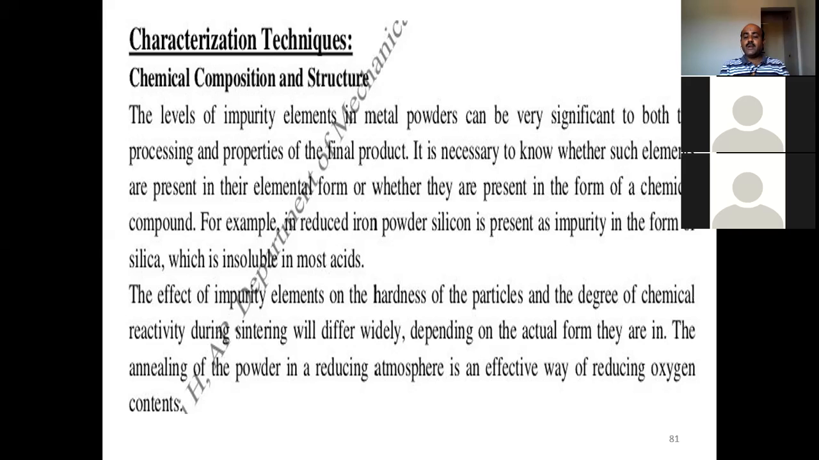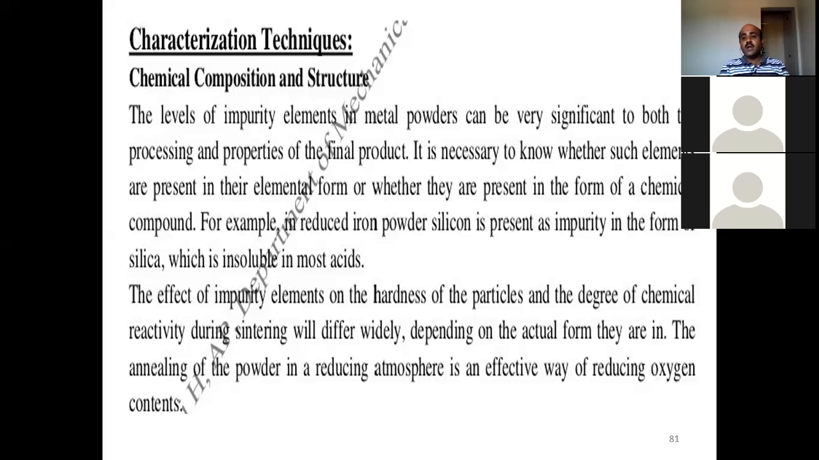The effect of impurity elements on the hardness of the particles and the degree of chemical reactivity during sintering will differ widely, depending on the actual form they are in. The annealing of the powder in the reducing atmosphere is an effective way of reducing oxygen content. Hence, the effect of impurities on the hardness of the particles and the degree of chemical reactivity.